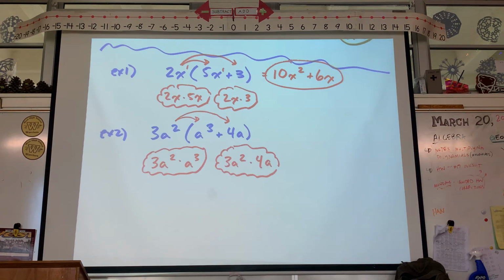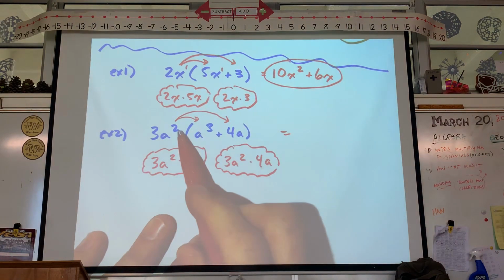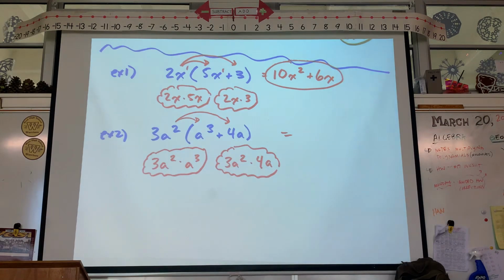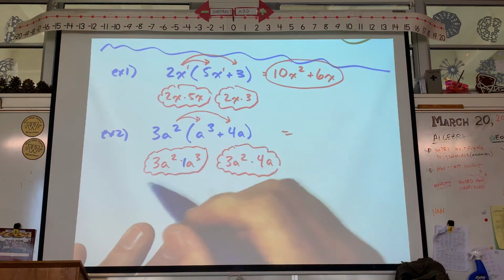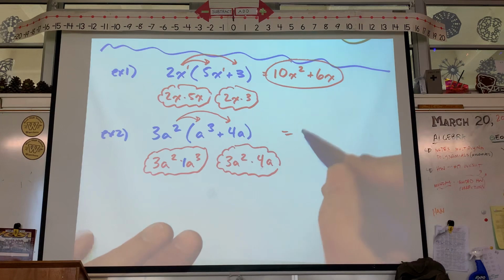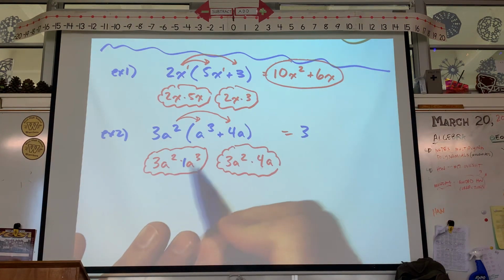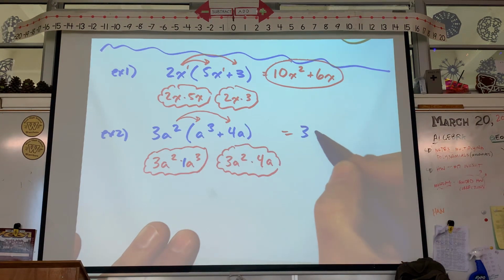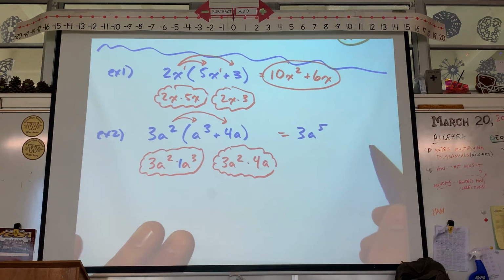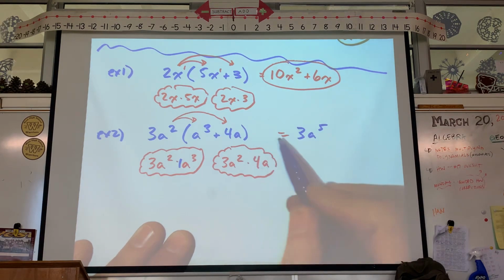All right, let's get rid of this thing. This is crazy. All right, here's my thought process. 3a squared times a. Go ahead and add the 1 if you'd like. 3 times 1 equals 3. And a squared times a to the third is 2 plus 3 is 5. It's 3a to the fifth. All right? That's it for the first part.